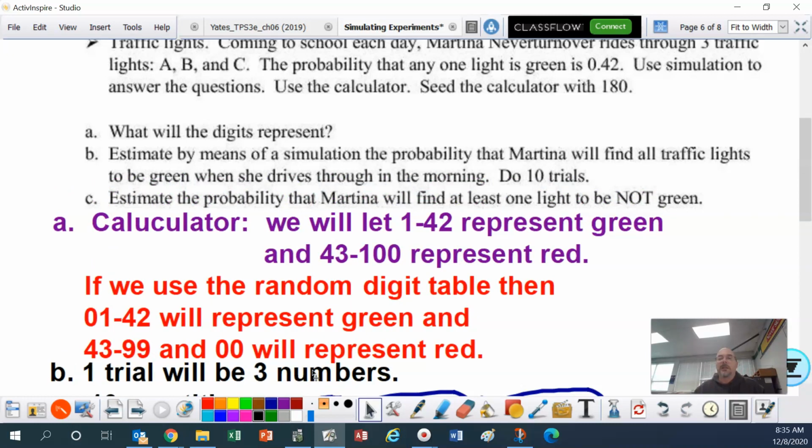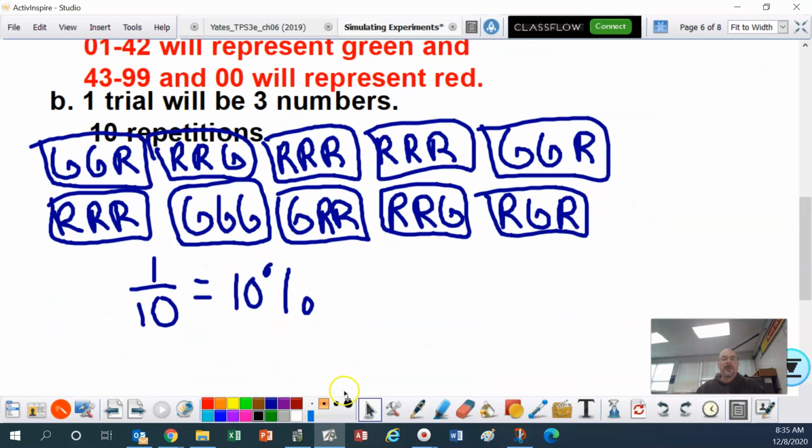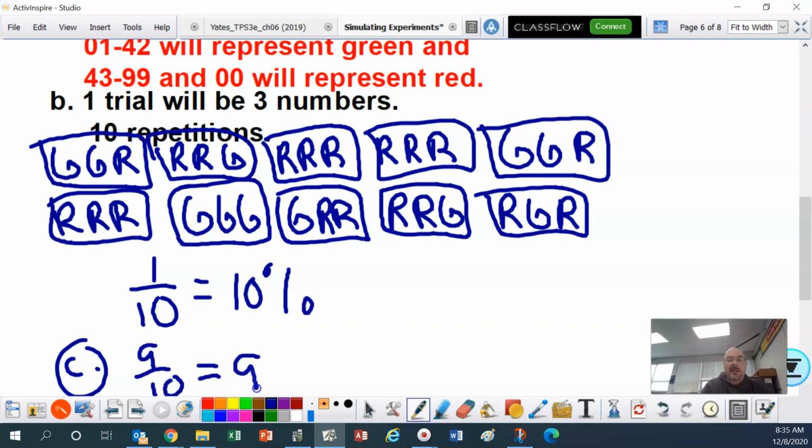Estimate the probability that Martina will find at least 1 light to be not green. Okay, well, not green. So part C, if you look, at least 1 not to be green, that means 1 or more, right? Well, that's the rest of them, folks. That's 9 out of 10, which is 90%.